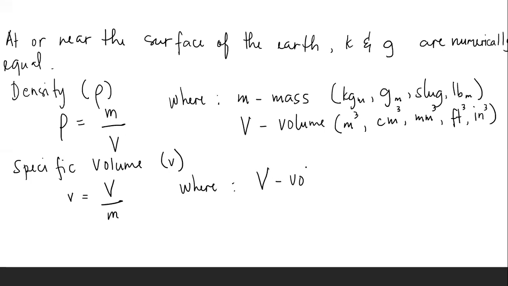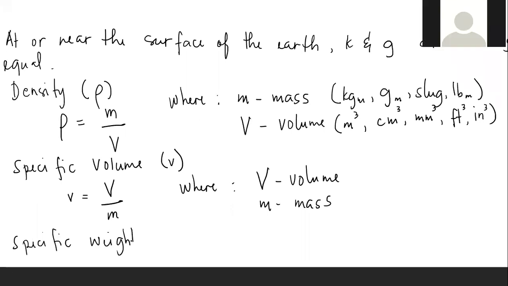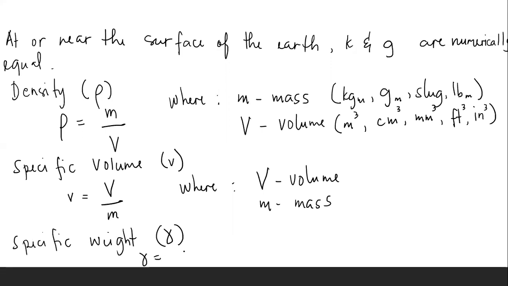V is volume. M is mass. Small letter v is the specific volume, while the specific weight is the ratio of weight and volume. Okay, we have specific weight is equal to weight over the volume.